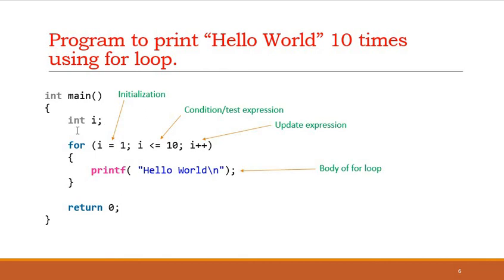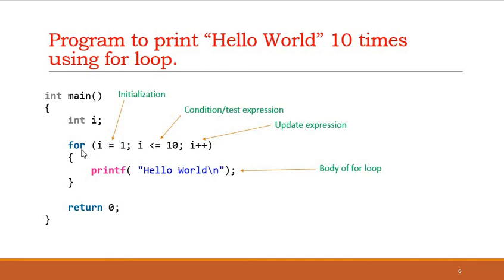So in this for loop example you can see that this is a program to print that same hello world 10 times, but here we are going to use a for loop for that. First in the main function we have declared this integer variable I. This integer I we are going to use in the for loop. That's why we have declared it.